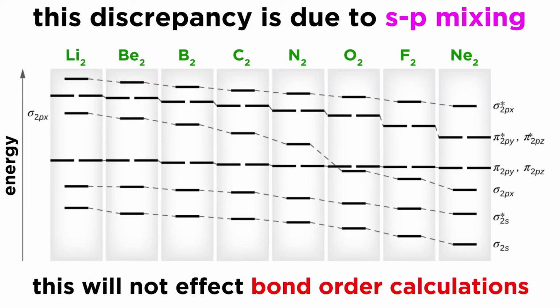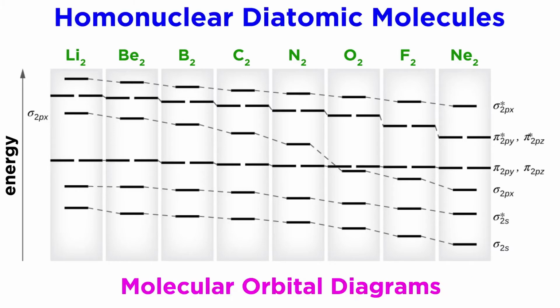While this is an interesting phenomenon, if we are only using these diagrams to calculate bond order, it won't matter because it is just the order of bonding orbitals that is being rearranged, so it won't affect a bond order calculation. Nevertheless, we have hopefully reached a more sophisticated understanding of molecular orbitals.